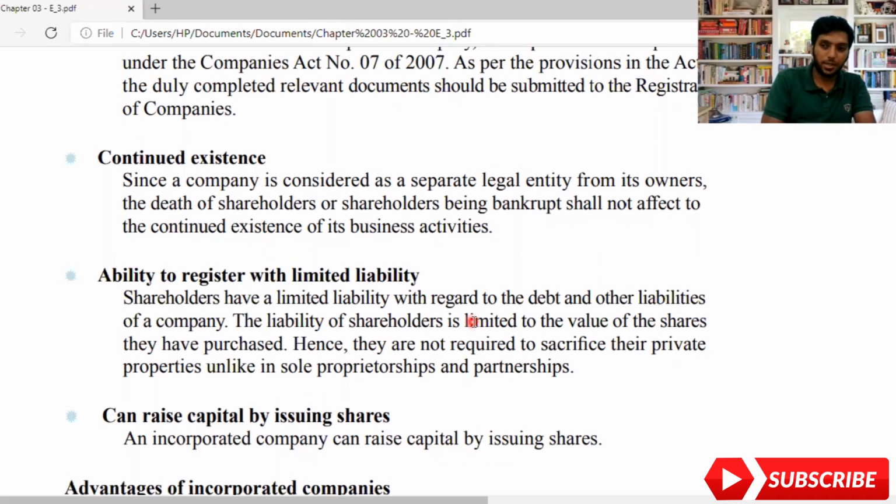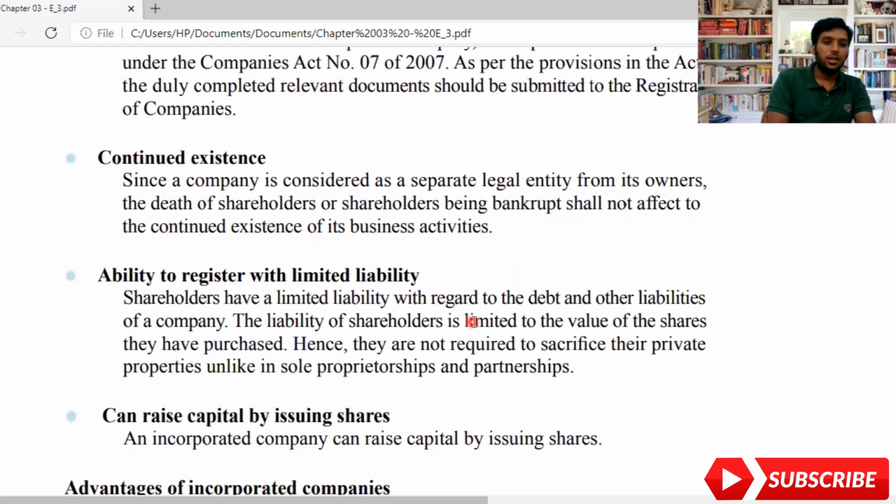Can raise capital by issuing shares. If you are a public company, you can sell shares to the public. If you are a private company, remember you cannot sell shares to the public. If you are a public company, you can sell shares and get money for the company. How do you sell shares? If your company doesn't have money, it can offer some shares outside. The investors can purchase those shares, so the company will get money. With that money, the company can use it for expansion purposes, whatever purposes they need.